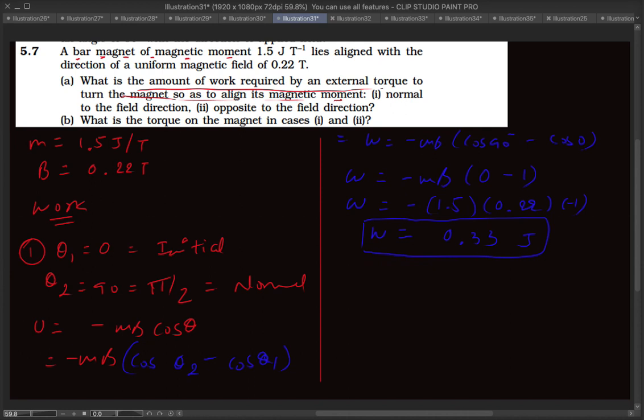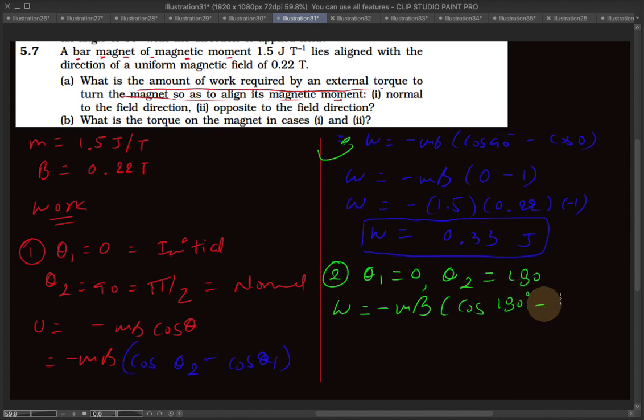Next thing is that we have now the opposite direction. So my theta 1 is equal to 0 and theta 2 is equal to 180 degrees. Directly putting these values in this expression would make my task easier. Then I can have cos of 180 degrees minus cos 0. You are aware that cos 180 is minus 1, cos 0 is again 1.